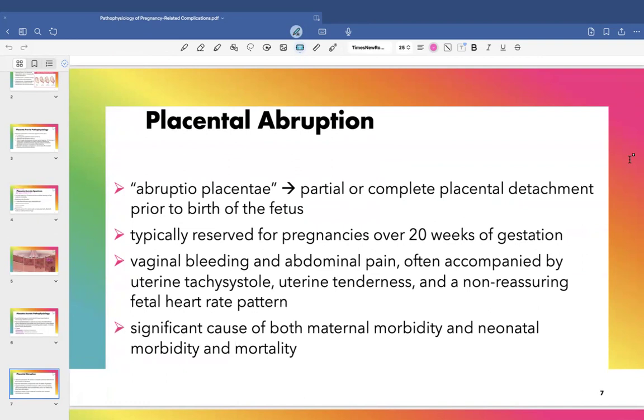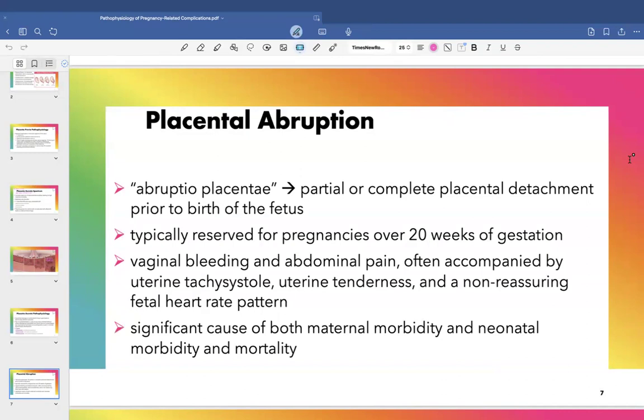Anybody know what the age of viability of a fetus is? It's like between 22 and 24 weeks, somewhere in there. It's a range because again, there's often variability in menstrual cycles and things like that. So between 22 and 24 weeks is the age of viability. So usually we reserve this term for pregnancies after 20 weeks. And yes, these babies are fully formed at that point in time.